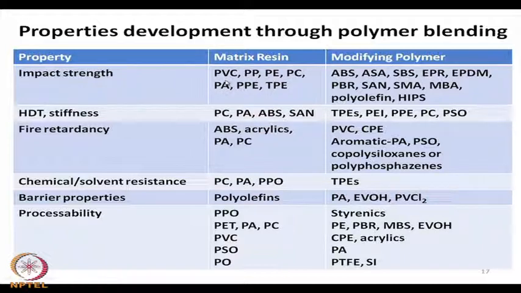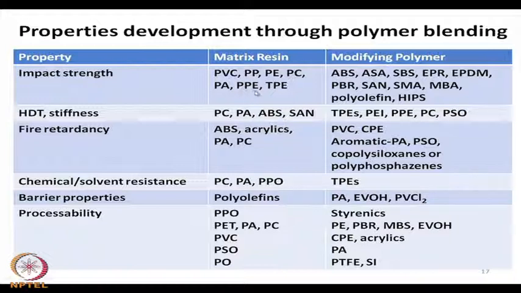So, if we want to modify the properties of PVC, we can make a blend of PVC with any of these polymers depending on the impact property which is needed. One good example can be, say, polystyrene.